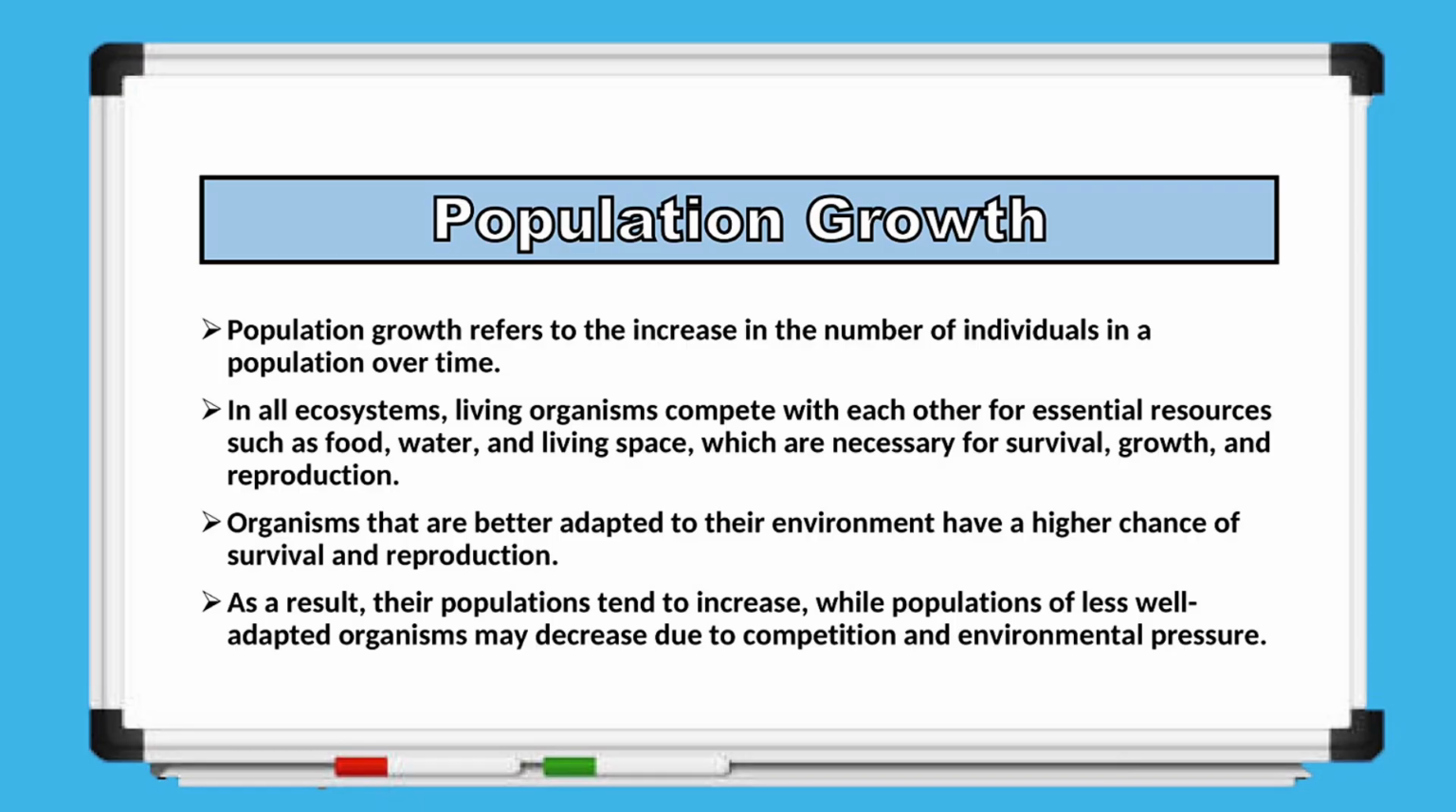In every ecosystem, organisms compete for essential resources such as food, water, living space, and mates because these resources are limited. The organisms that are best adapted to their environment are more likely to survive and reproduce successfully. As a result, their populations increase, while populations of less well-adapted organisms may decrease due to competition and environmental pressures. The size of a population is mainly controlled by 4 important limiting factors.